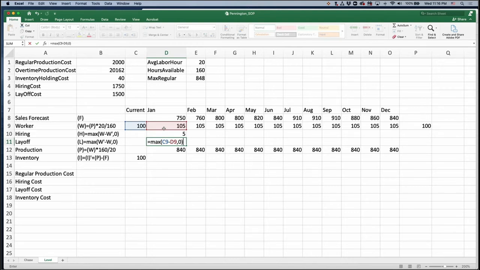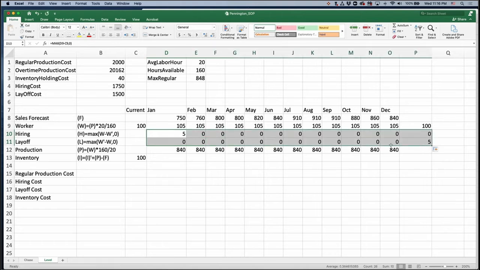That means you have to take the difference between these two numbers, but you have to take a positive number, right? So this is your hiring and layoff, and you can compute this. Then all the way up to December, there is no hiring, no layoff.